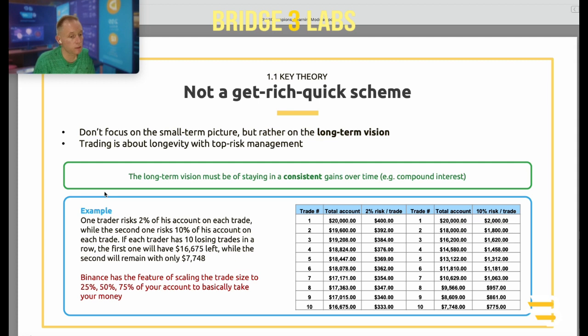This mentions Binance has a feature of scaling the trade size, 25%. Your most common platforms, Binance, Phoenix, a lot of them, have these 25%, 50%, 75% default buttons you can hit. Same thing with take profits. And a lot of times you'll see a 10%, a 25% type thing. But yeah, so that's that.